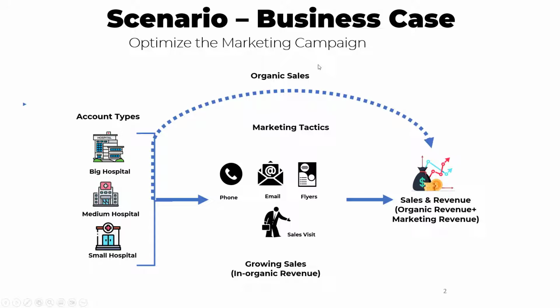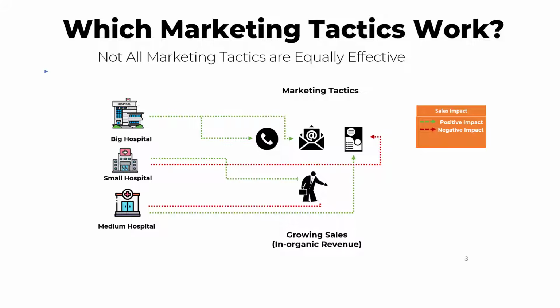So we are dealing with three account types for a hospital. We have a big hospital, a medium hospital, and a small hospital. There are normal ways in which sales are created, just organically, as you see from that top arrow. And then we have marketing tactics that we can utilize to drive sales, such as phone, email, flyers, and a direct sales visit. However, some of these tactics are going to work with some of the accounts better than others. Not all marketing tactics are equally effective.